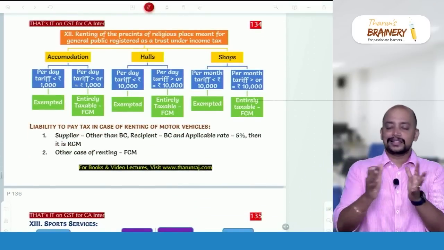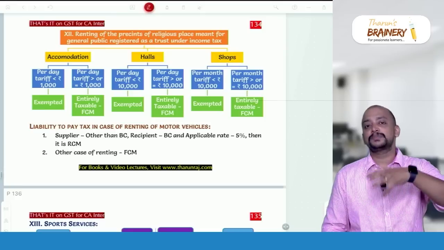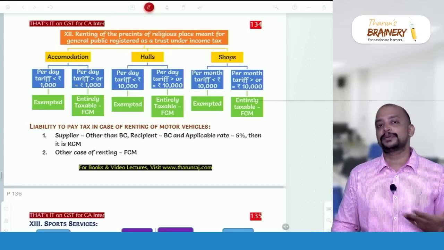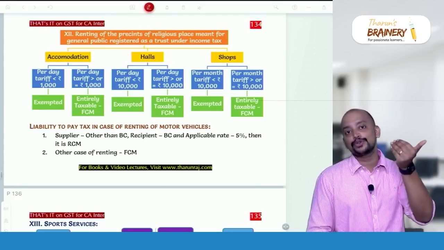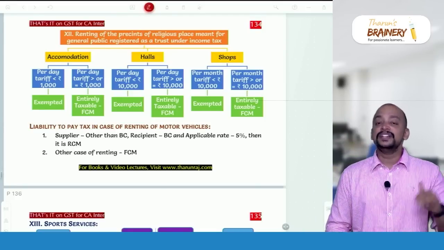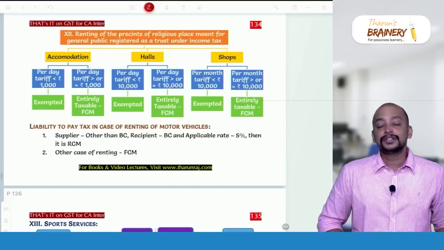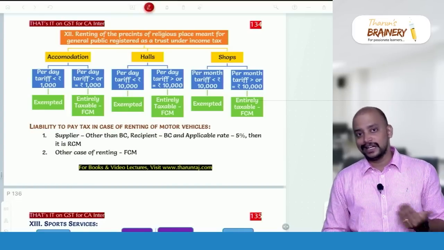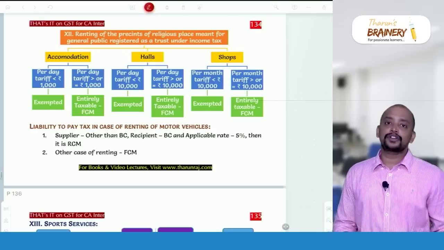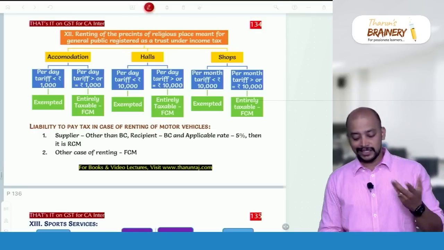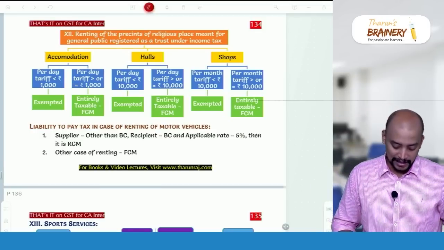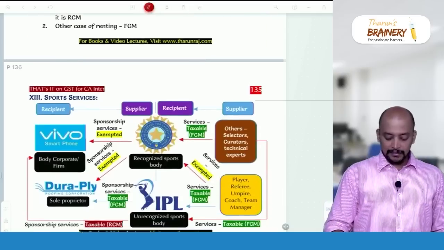So there is a precinct, like a religious place, and the precincts of the religious place meant for the general public are given on rent. For what purpose? Accommodation: if it is less than 1000 rupees per day, then it is exempted. If it is given on rent for a hall, etc., then less than 10,000 rupees per day will be exempted. Suppose it is given for shops, less than 10,000 rupees per month, then it is exempted. Beyond that, entirely taxable. Then RCM discussion we already made.